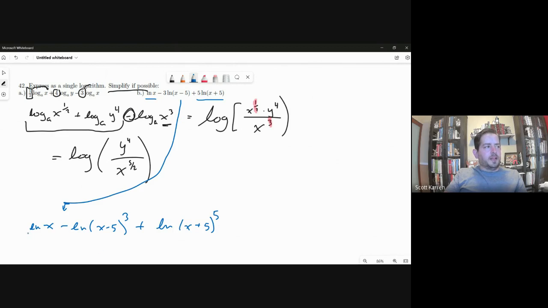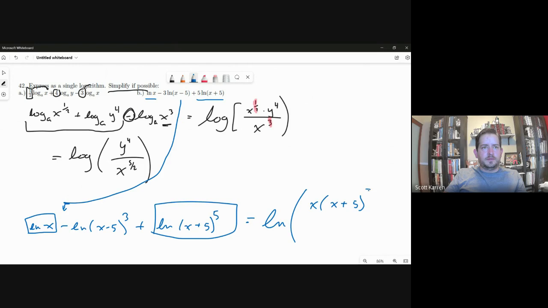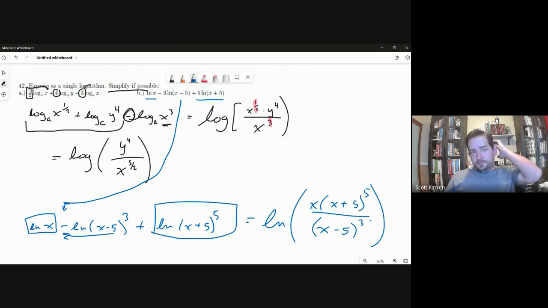And so I have a natural log of x that is positive. The natural log of x plus 5 has a positive in front of it. So I'm going to write this as the natural log of, those two end up being a product in the numerator. And then the negative goes into the denominator. And that's all you can do with that.